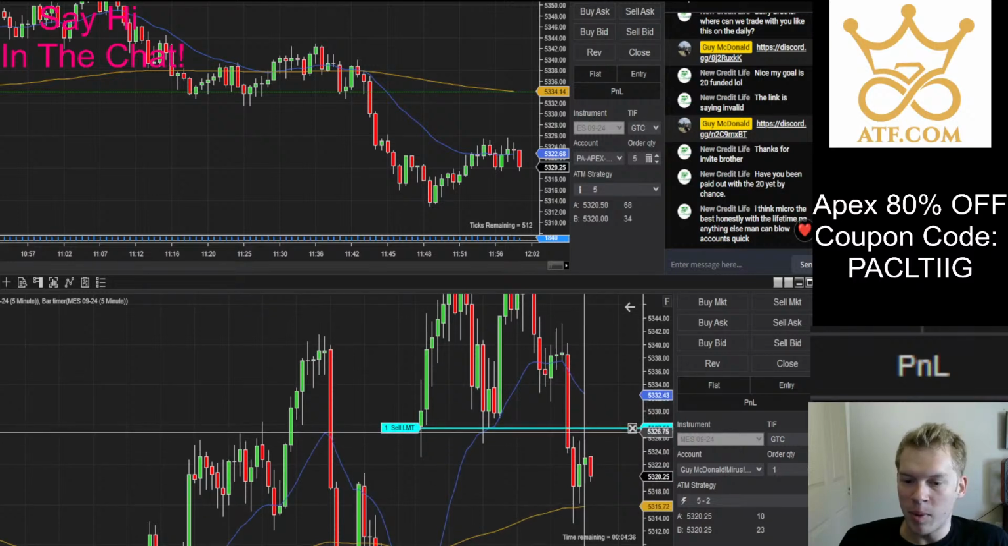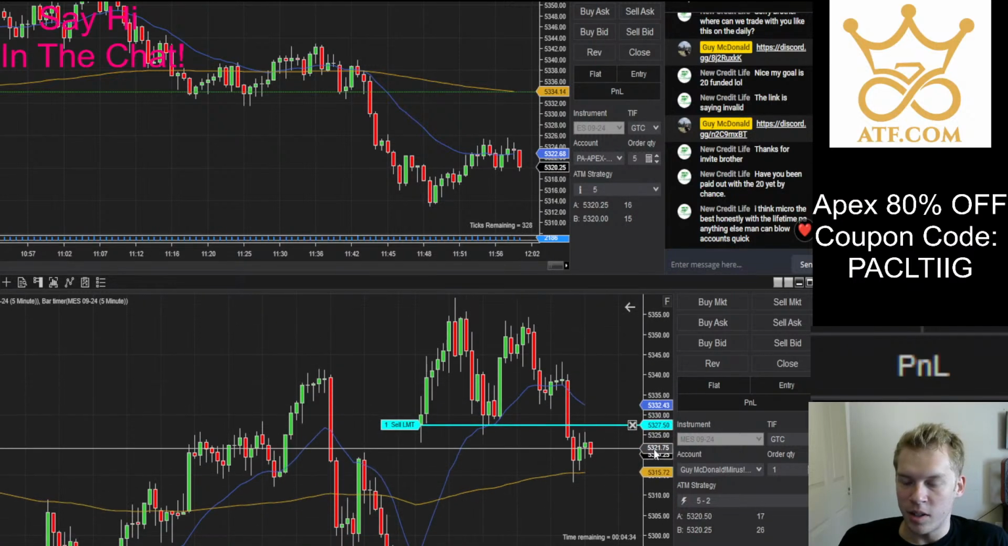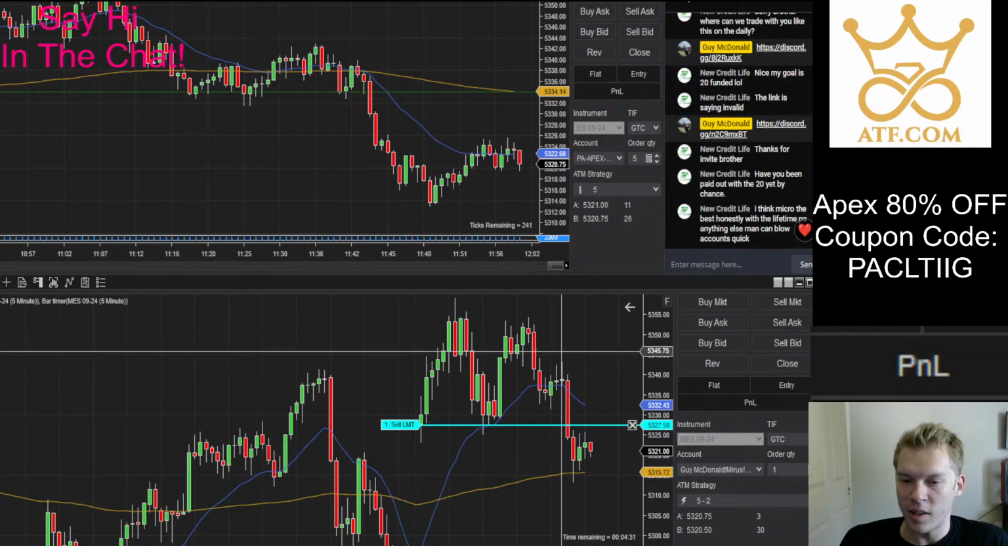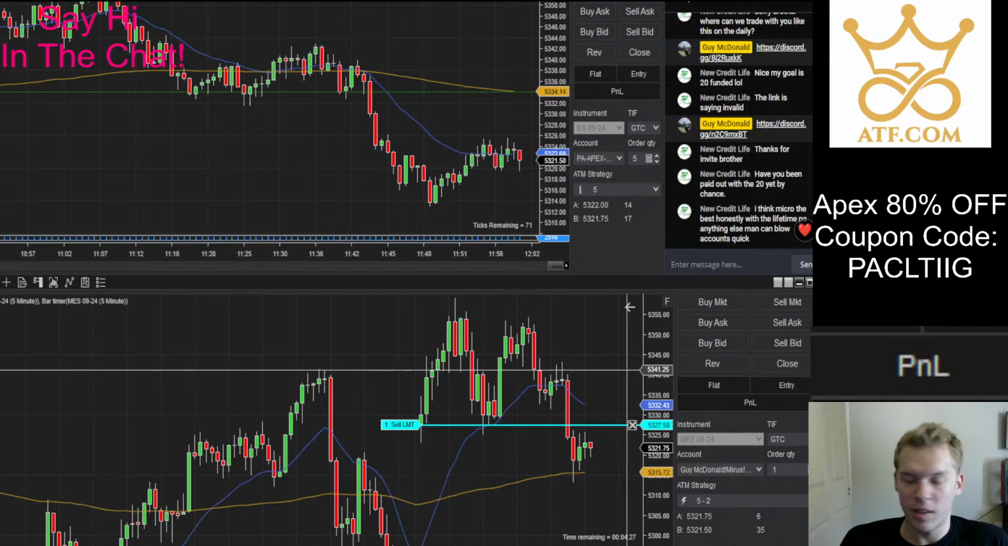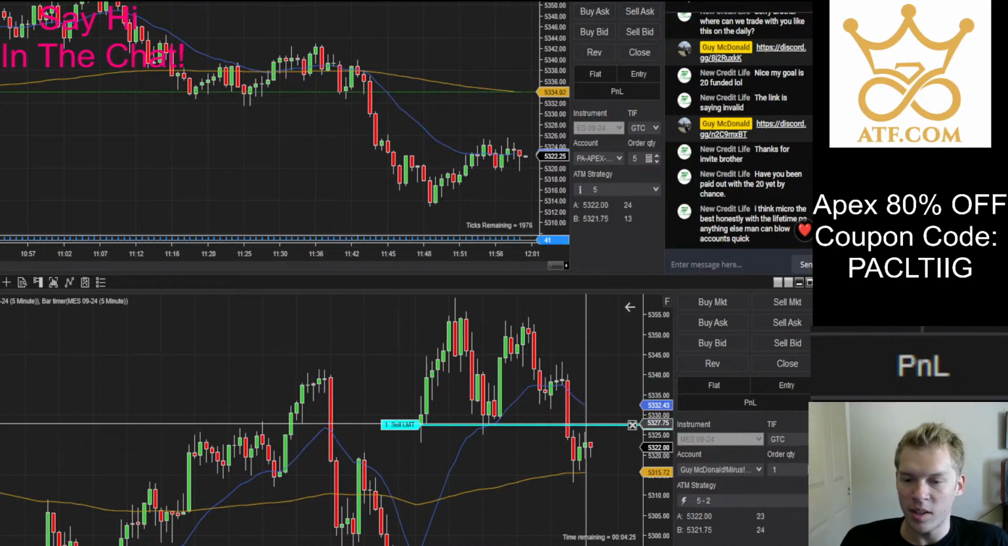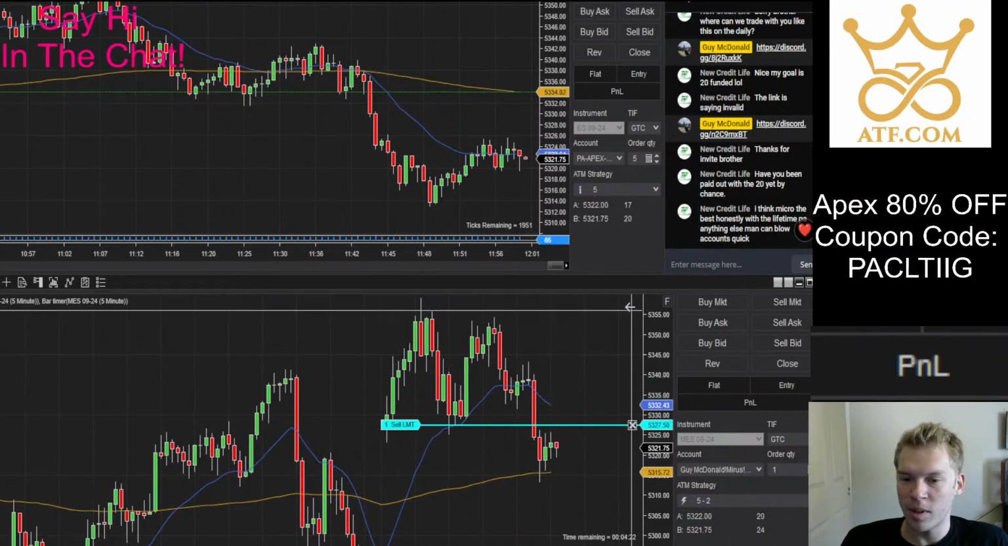So you need to have a high probability of making the scalp. You need to be able to scale in and have reasons that scaling in would work, right? You don't want to be selling here if there's a decent chance that there's going to be a breakout up.